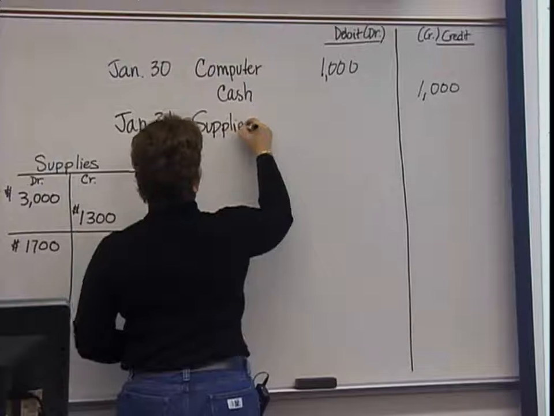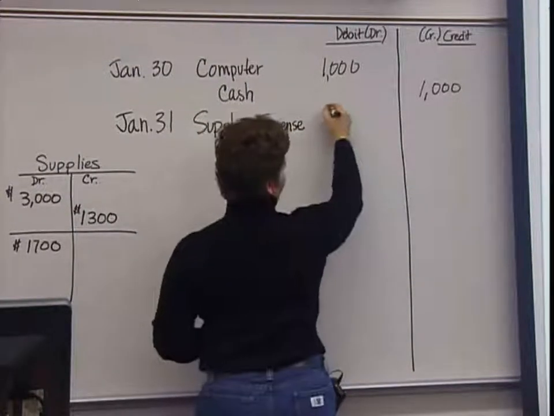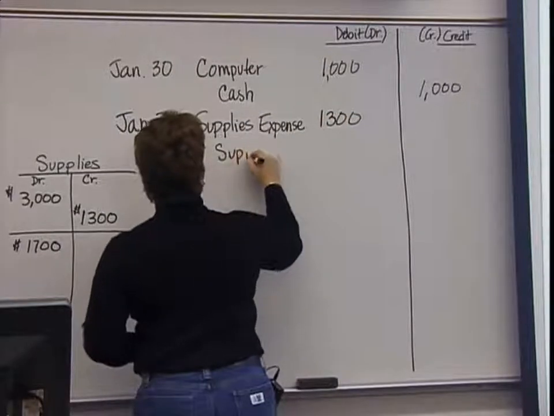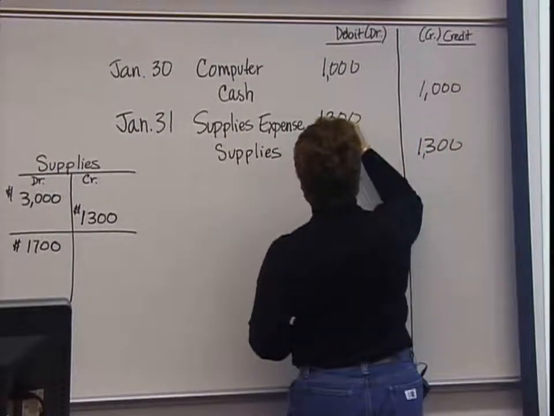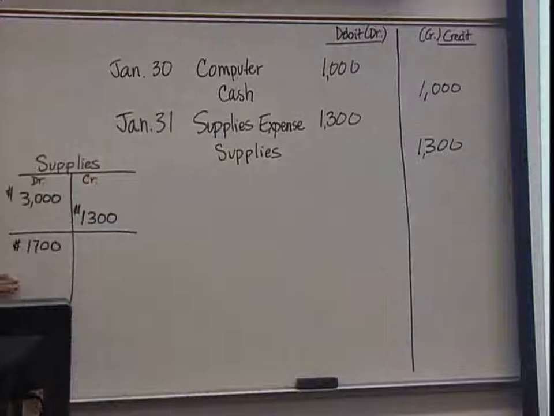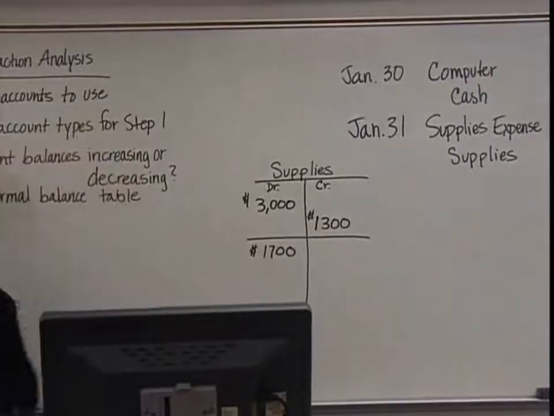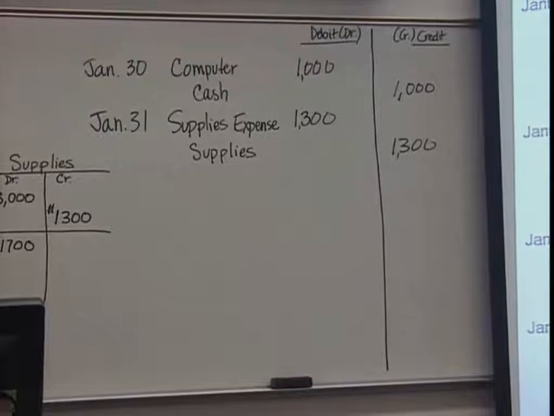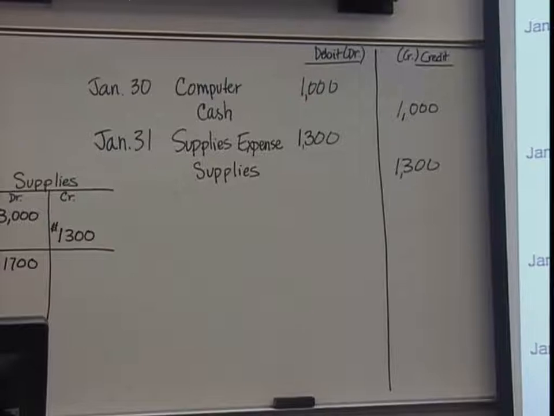So again, we always put the debit amount first that you've noticed throughout these transactions, followed by the credit. So my ending balance, what I have left of supplies, is $1,700. I simply subtract the decrease, the credit, from the debit. Again, I have one expense account increasing and one asset account, supplies, decreasing.